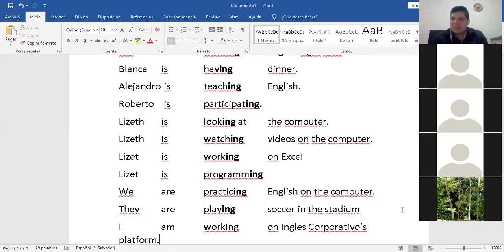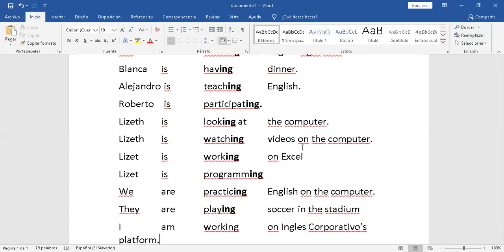So, vamos entendiendo, veo que ya me entendieron bien en cuanto a lo que está pasando en sus vidas. Ahora, ¿qué están haciendo ahorita? What are you doing right now? I am writing in a workbook. Okay. I am writing in my notebook. All right. What else?